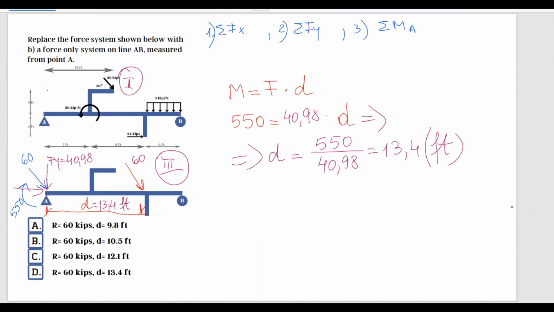Looking at the answers, my friend, it seems that I get 13.4. D is the correct answer.